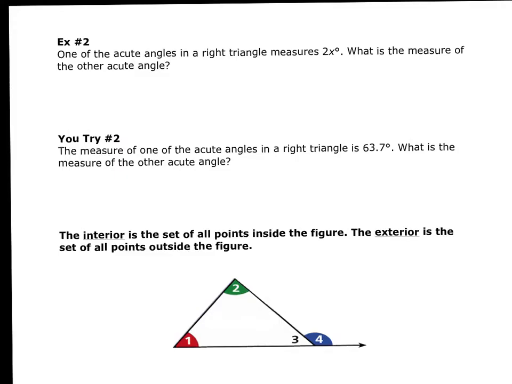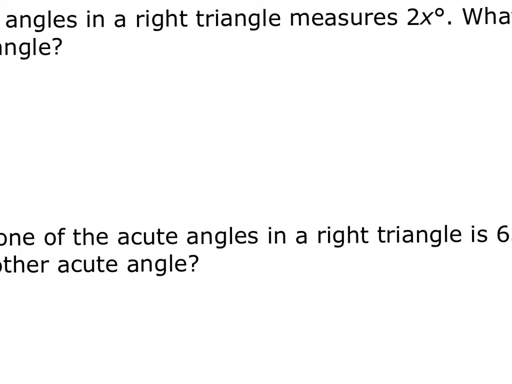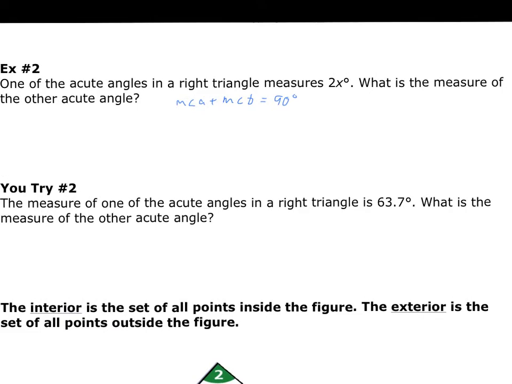Our first problem using one of those two corollaries says one of the acute angles in a right triangle measures 2x. What is the measure of the other acute angle? Remember what we talked about earlier, that the two acute angles need to be complementary. So we know that measure angle A plus measure angle B would equal 90 degrees. We know that one of those angles in the right triangle measures 90 degrees. It says one of the acute angles.